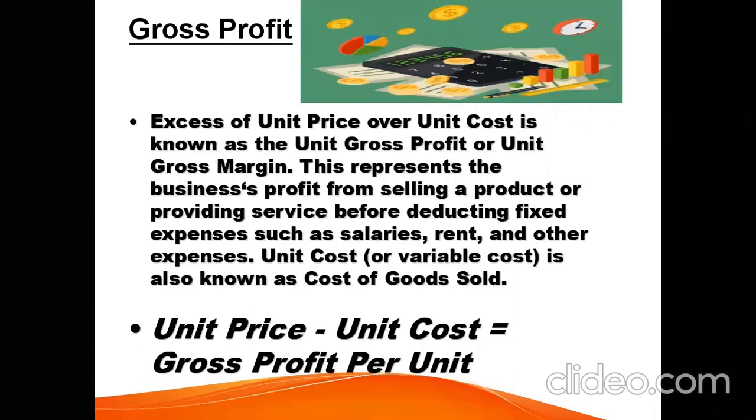Gross profit. The difference of price and cost is gross profit. Price is always more than the cost, and that refers to profit. The excess of unit price over unit cost is known as the unit gross profit or unit gross margin. This represents the business profit from selling a product or providing a service before deducting fixed expenses such as salaries, rent, and other expenses. Unit cost includes fixed as well as variable cost. It is also known as cost of goods sold.